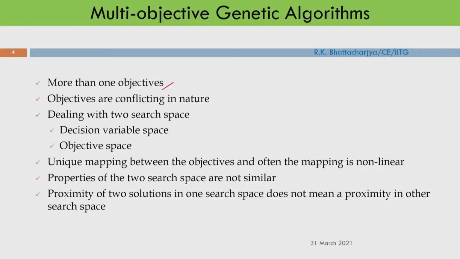So, what is a multi-objective optimization problem? A multi-objective problem will have more than one objective, and the objectives are conflicting in nature. What is conflicting in nature? If you want to make improvement in one objective, you have to sacrifice on the other objectives. Like if you want to maximize your comfort, then you have to compromise on your cost. That means the cost of the car will be more.